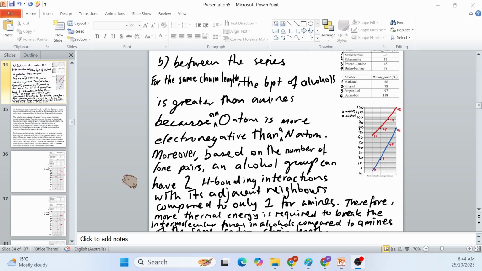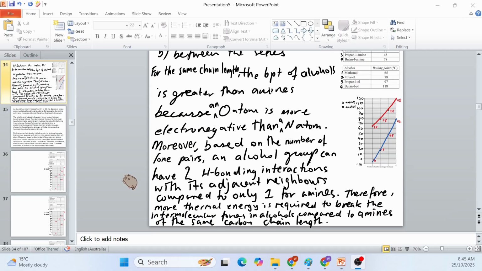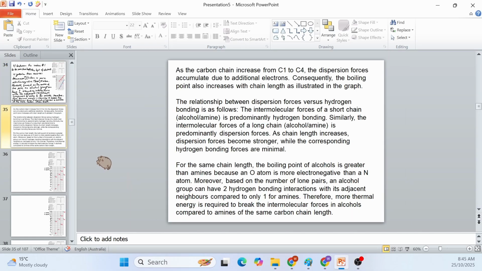For the same chain length, the boiling point of alcohols is greater than amines, because an O atom is more electronegative than a N atom. Moreover, based on the number of lone pairs, an alcohol group can have 2 hydrogen bonding interactions with its adjacent neighbors compared to only 1 for amines. Therefore, more thermal energy is required to break the intermolecular forces in alcohols compared to amines of the same carbon chain length. So this slide shows the final response.